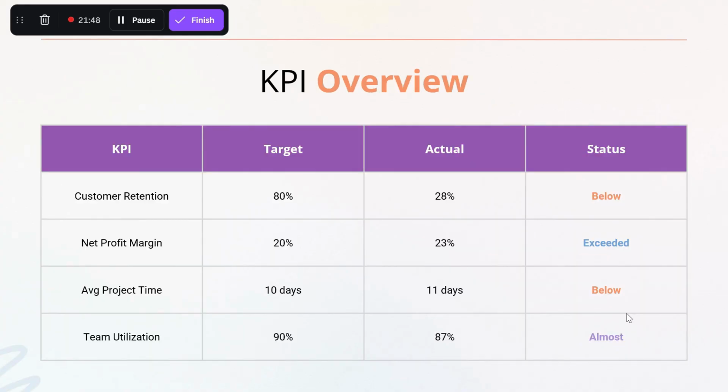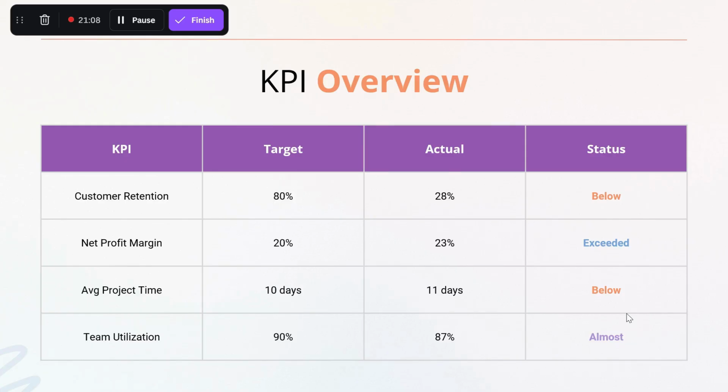Next, we have KPI overviews. Now, I know a lot of people might shy away from using tables and prefer visuals that are more flamboyant. But the truth is, using easy to understand visuals, charts have lower learning curves. So it's easier for the recipient to consume the information. For example, this is quite straightforward. You have the KPI, target, actual, status: customer retention, net profit margin, average project time, team utilization. You do not need to spend too much time understanding it.